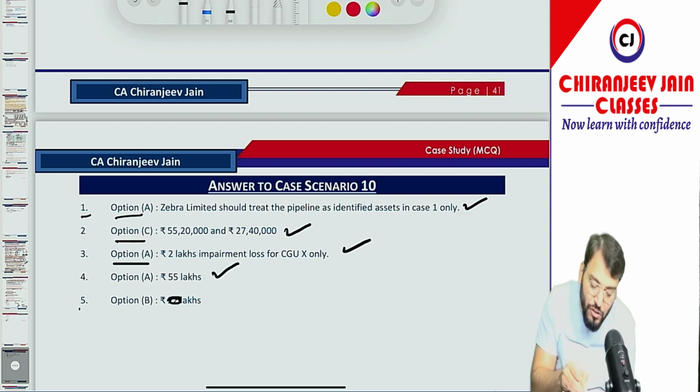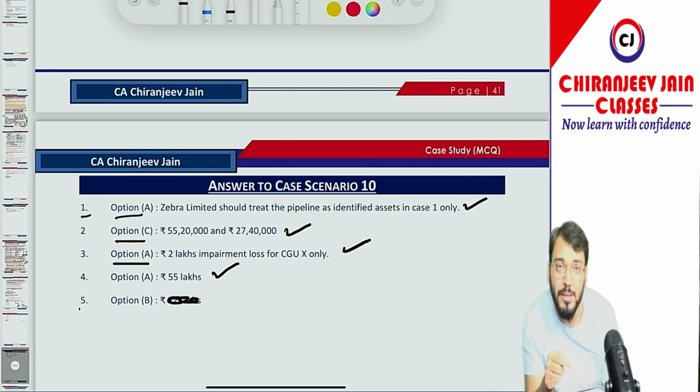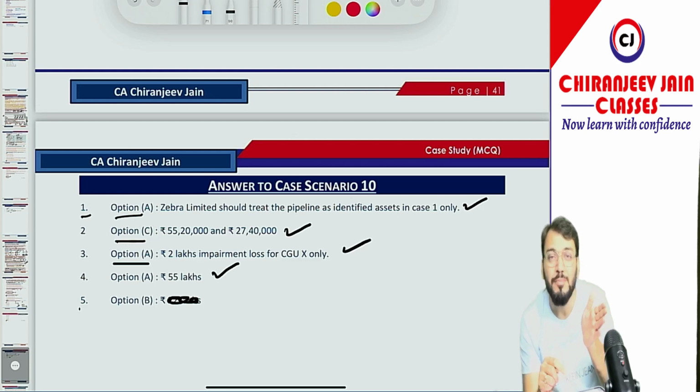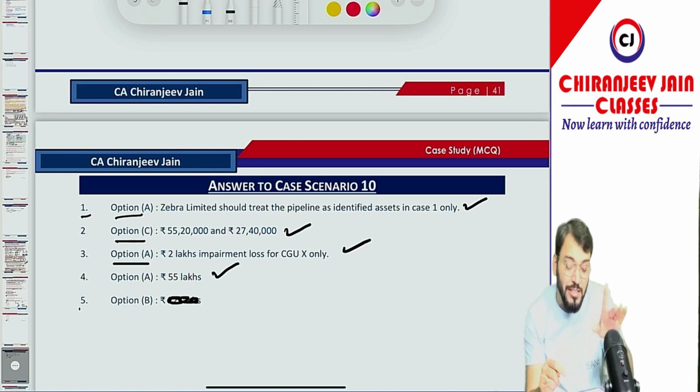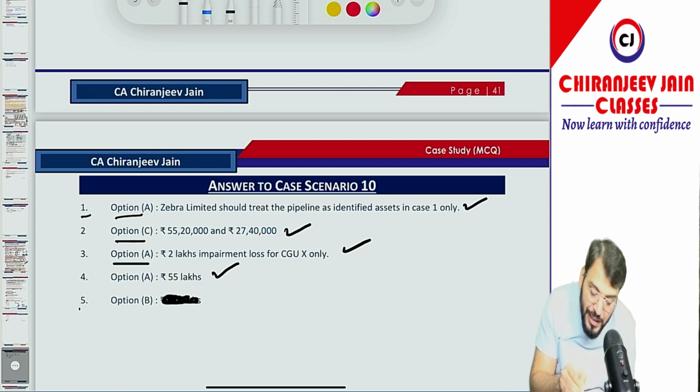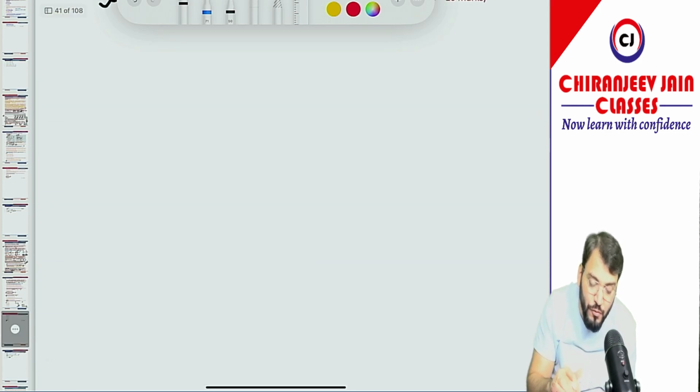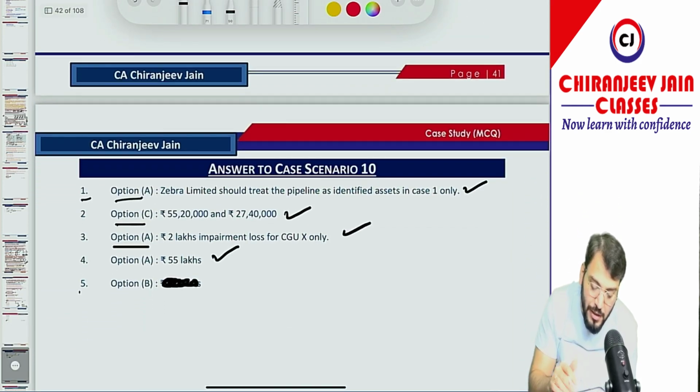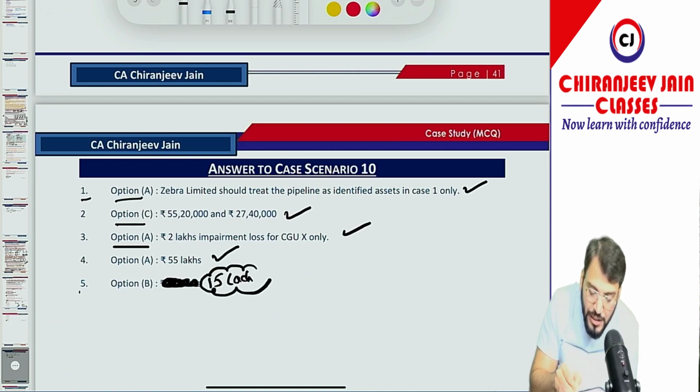Point number 5, this is not correct because the answer is actually given as per IAS 40. But we need to apply Ind AS 40. As per IAS 40, there are two options for subsequent measurement of investment property. One is cost model and one is fair value model. That fair value model has been deleted in case of Ind AS 40. Therefore, the answer as per Ind AS 40, corrected, will be 15 lakhs. Be careful about this. Understood?